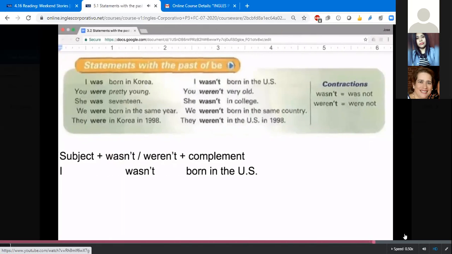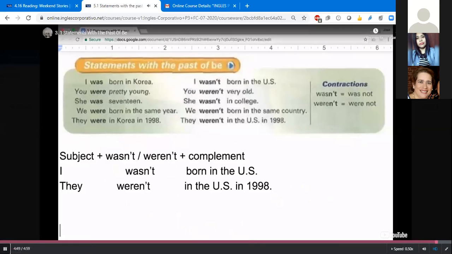Let's analyze one more example. They weren't in the U.S. in 1998. First, we need to add the subject they. Then we will use the verb to be in the past in its negative form, weren't. I would like to point out that this is the same as saying were not, but we will typically use contractions. Finally, we include a complement, in the U.S. in 1998. Now it's your turn to practice making positive and negative statements in the past with be about yourself, friends, and family. After you finish this activity.